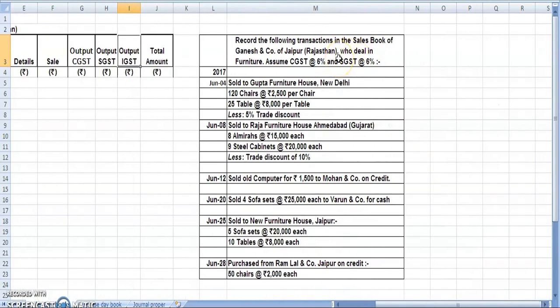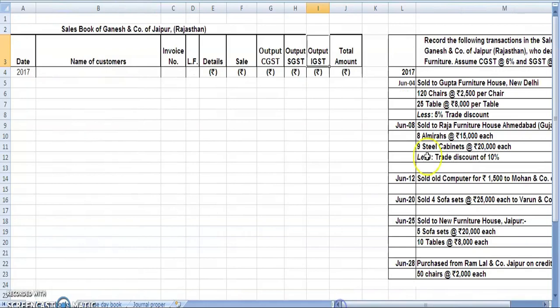Record the following transactions in the sales book of Ganesh and Company of Jaipur, Rajasthan, who deals in furniture. Assume CGST 6% and SGST 6%. So we'll write, Ganesh and Company of Jaipur maintains a sales book. So we'll write the name of the customer to whom they have sold. June 4. Okay, so we'll write down the detail.